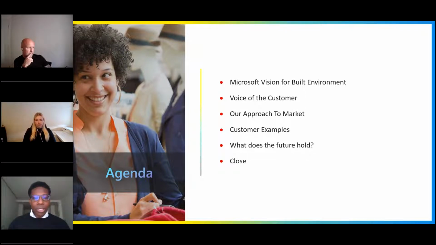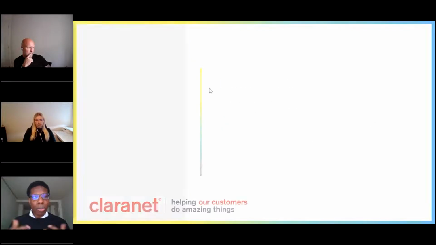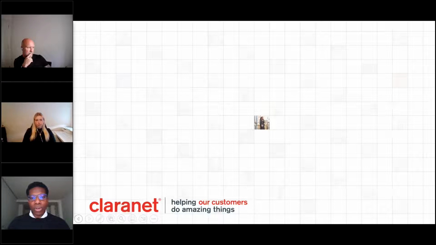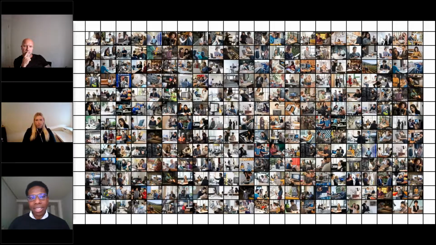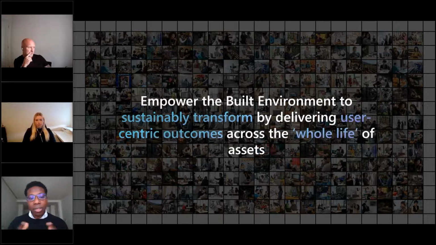So, if we start with that mission statement slide, Microsoft's all-up corporate mission statement is to empower every person and every organization on the planet to achieve more. But what we recognize is that there are specific nuances, specifically as it pertains, again, to those challenges that you encounter within architecture, engineering, and construction scenarios.